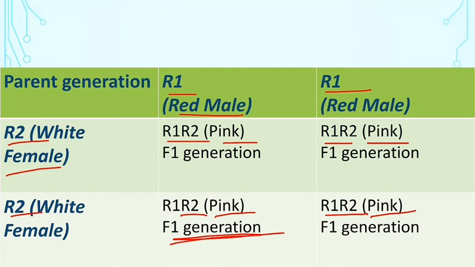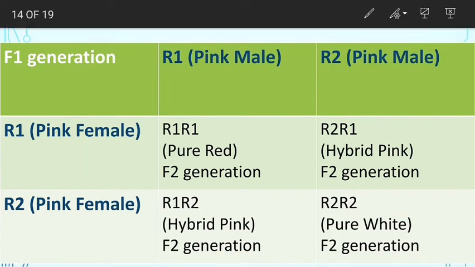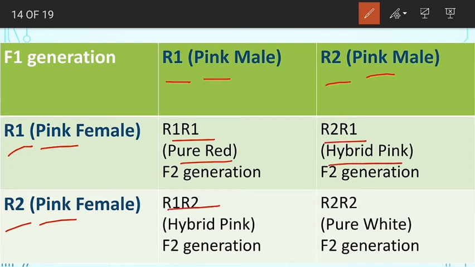Now after that, when the F1 generation is allowed to cross, that is the hybrid type, the R1R2 of the male, which is pink in nature, and the R1R2 of the female, which is also pink in nature, there is expression of R1R1, that is pure red, R2R1, that is hybrid pink, R1R2, that is also hybrid pink, and R2R2, that is pure white.